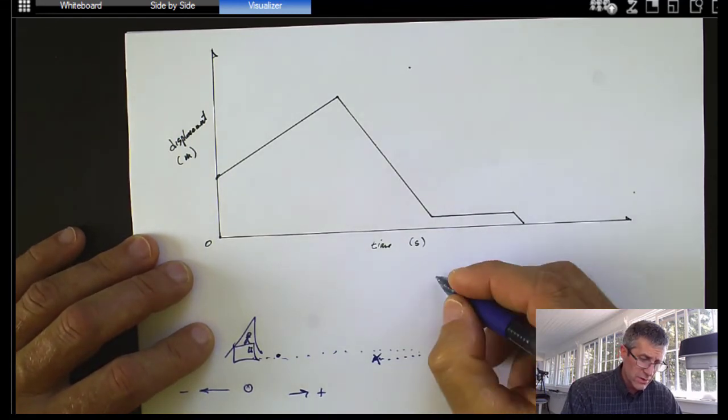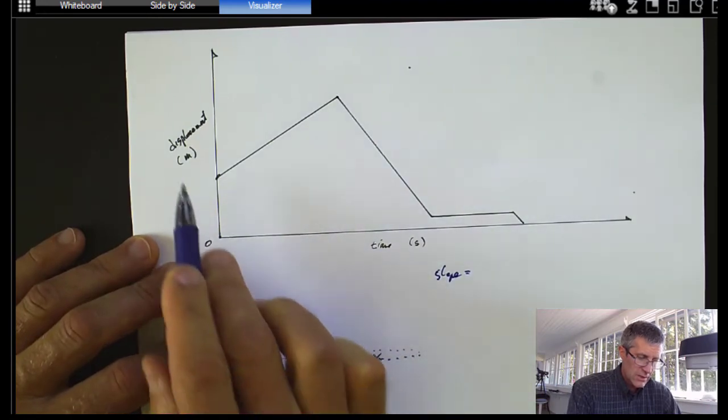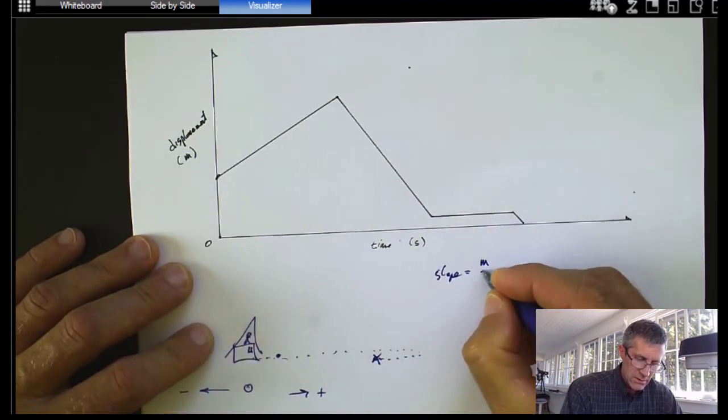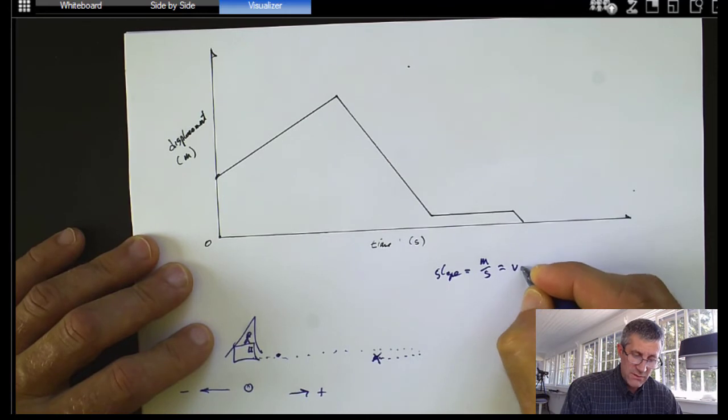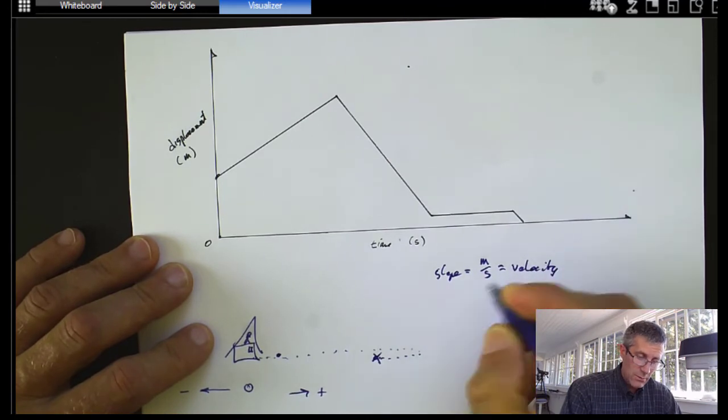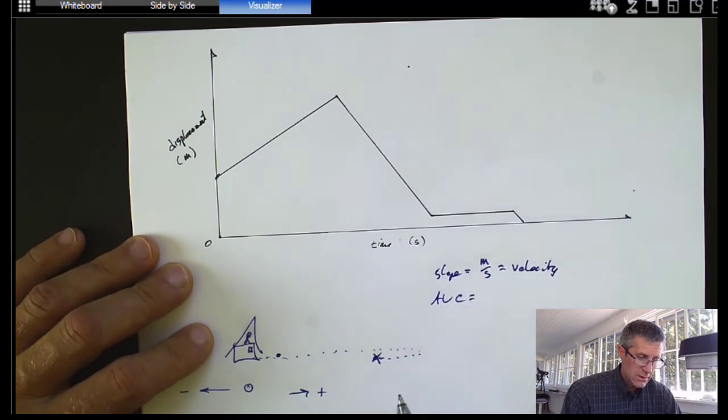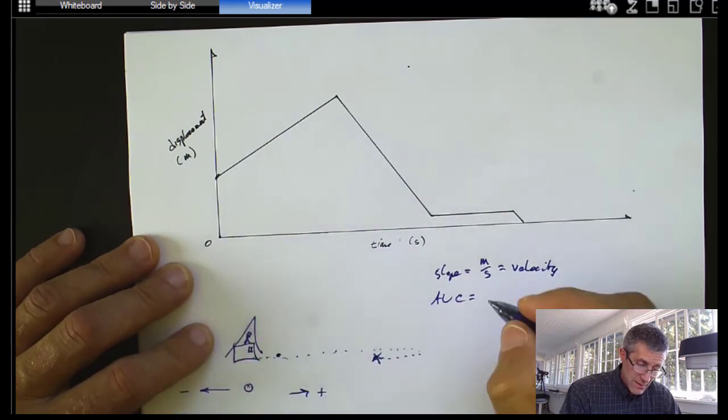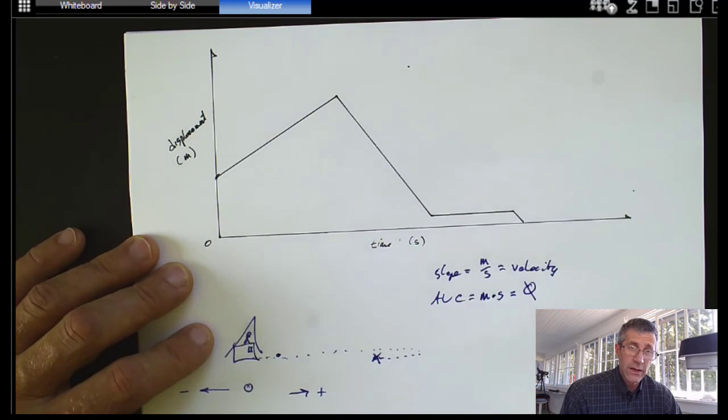I want to look at this again. What does the slope mean? In this case, I have meters over seconds. I'm going to recognize that as velocity. What does the area under the curve tell me? Well, I'm going to have meters times seconds. And yeah, I got nothing on that.